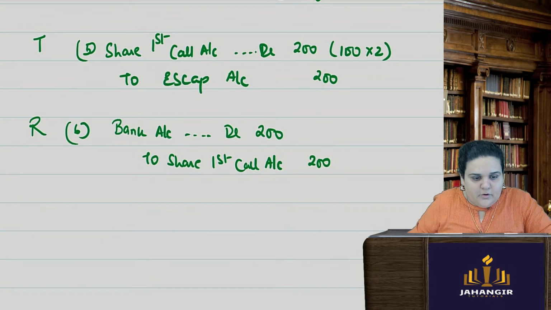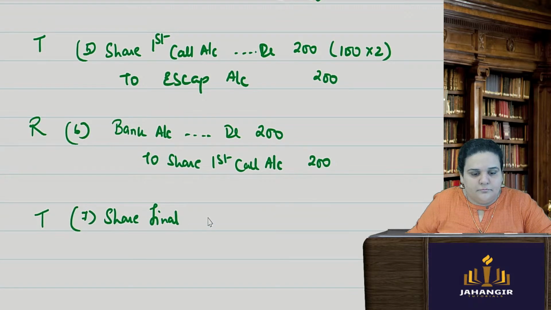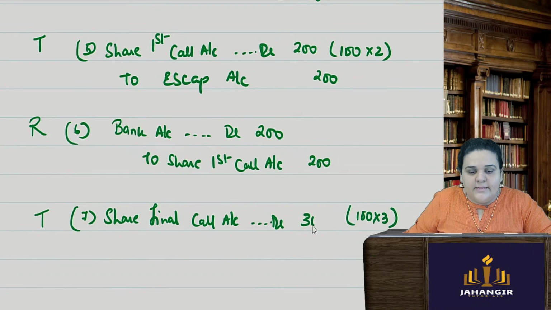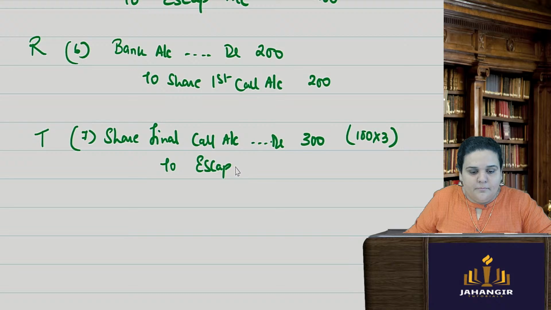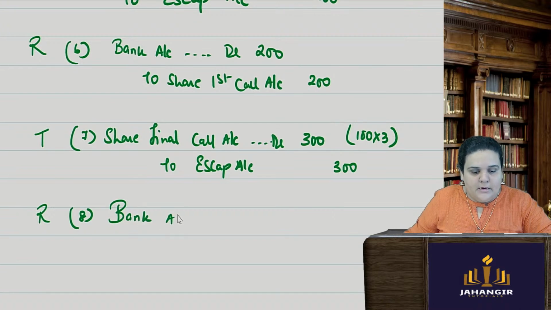Now the last one, final call. Same thing again. Transfer entry, share final call account debit. I'm going to receive 3 rupees. So 300 to equity share capital. And then receipt entry, which will be the last entry. It will be bank account debit to share final call account.